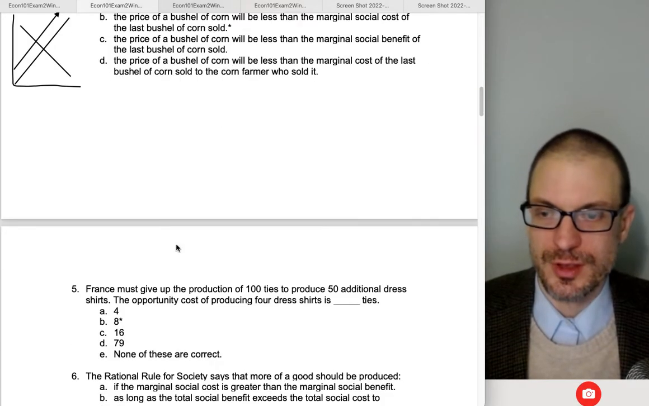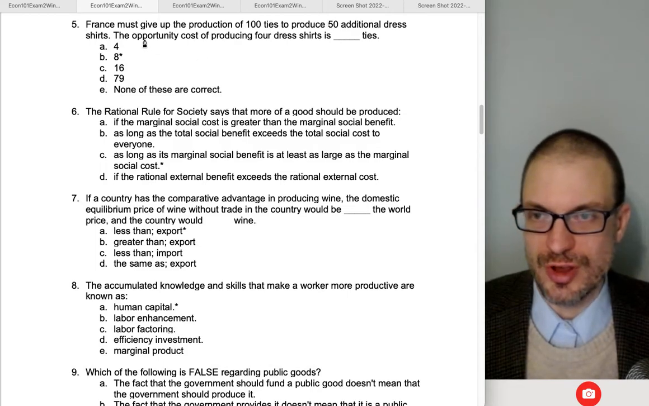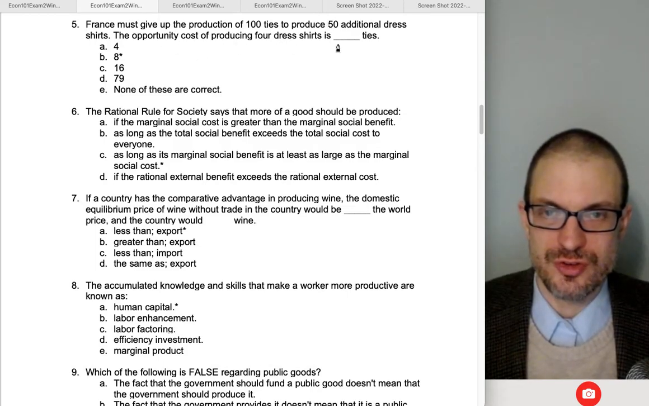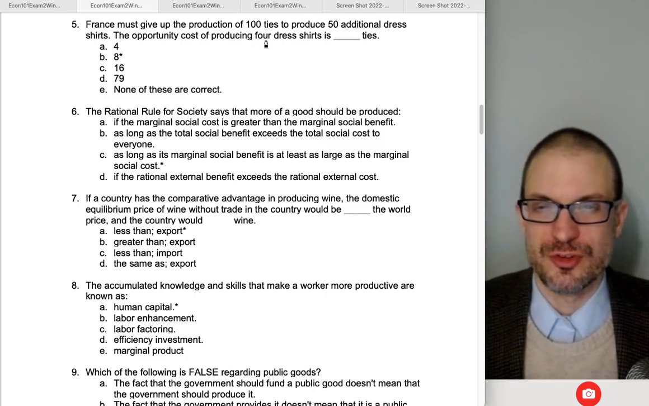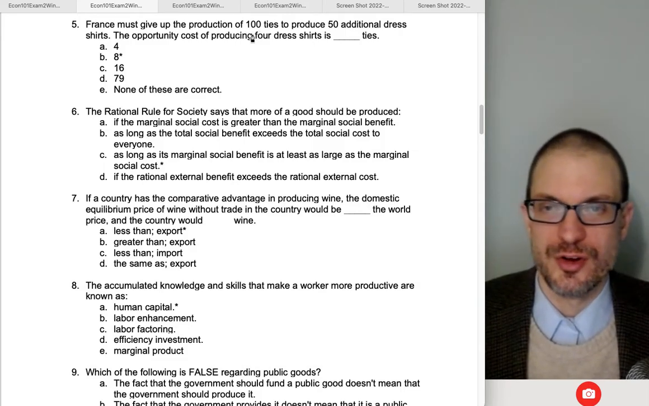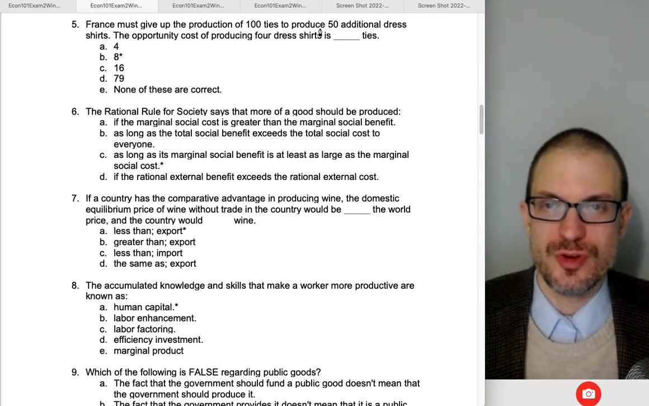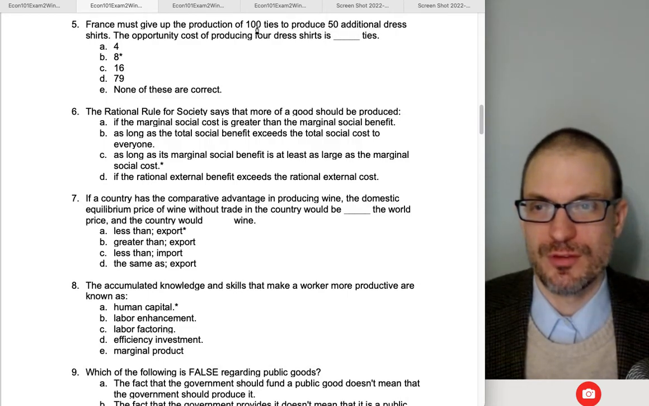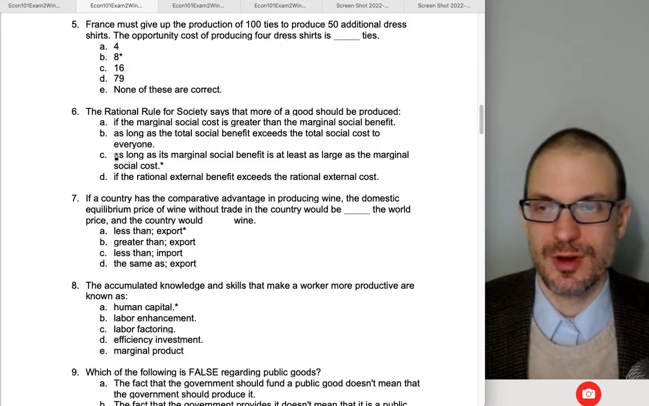All right, so France must give up production of 100 ties to produce 50 additional dress shirts. The opportunity cost of producing 4 dress shirts is how many ties? We want to get this in terms of dress shirts. If we're producing 50 dress shirts, we can do that or 100 ties. So we could produce 2 dress shirts or 50 ties, or we could produce 4 dress shirts or 8 ties. So that's why it's 8.